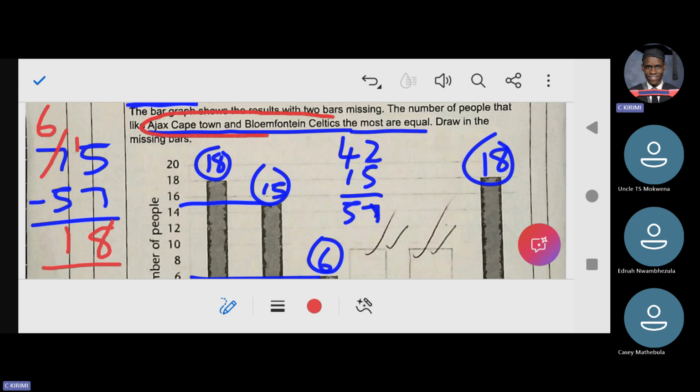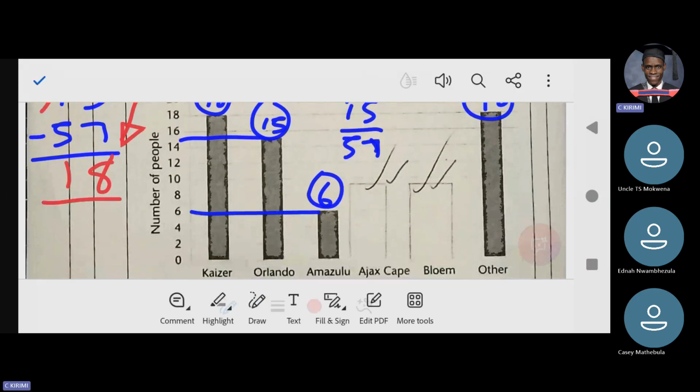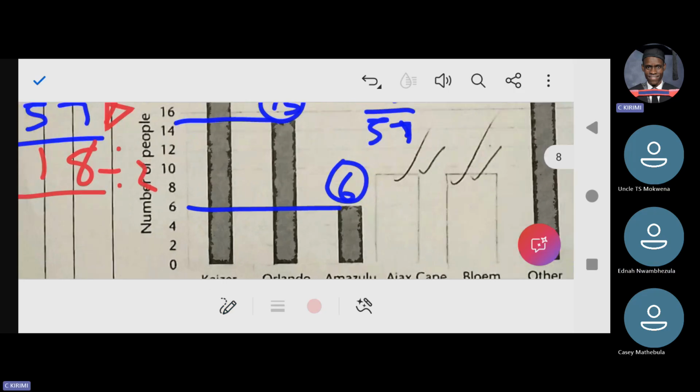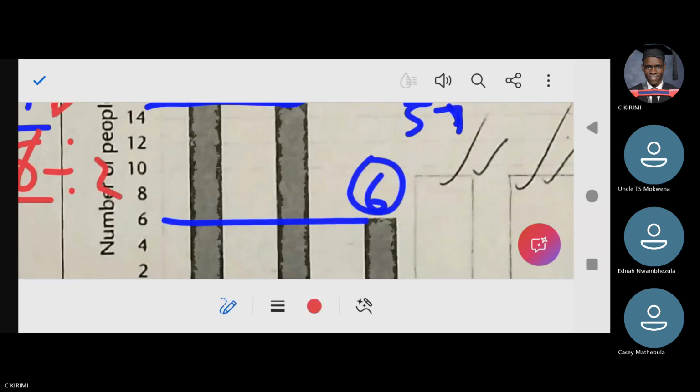and Bloemfontein Celtic. So if they are equal, we divide this by 2. Which means each will have 9. But on the graph which you are given, can you see that there is no 9? But you know 9 is in between 8 and 10. That's why you need to draw.